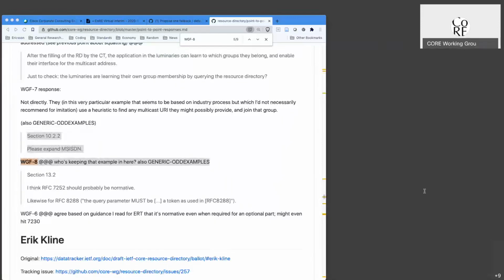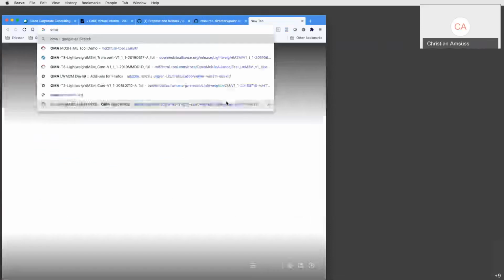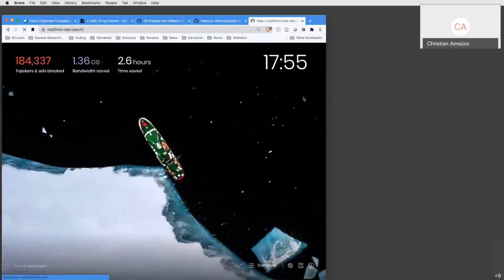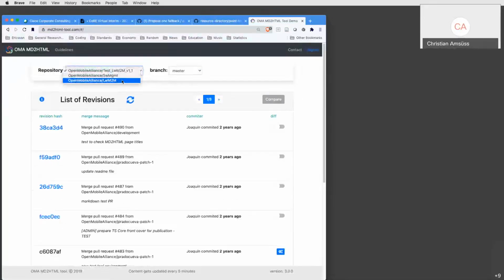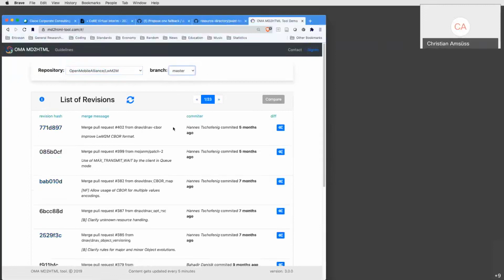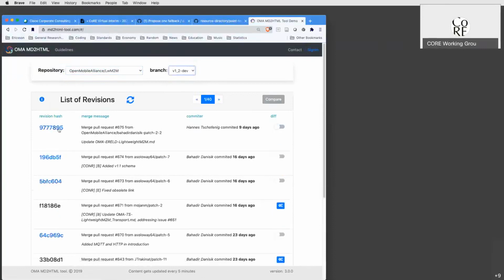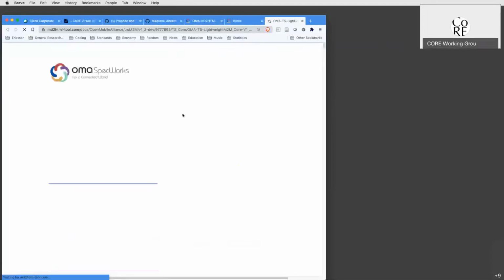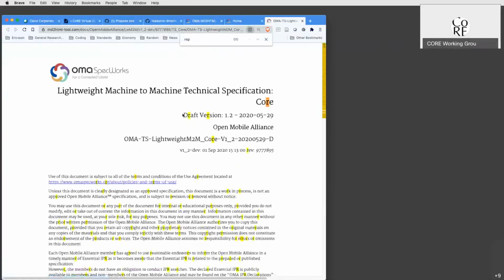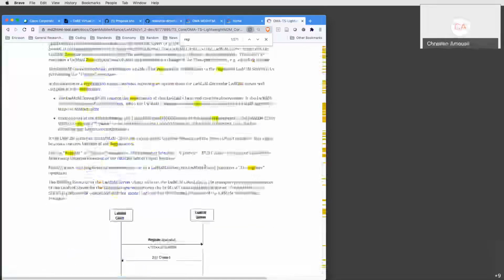Where is the actual example? I suppose the best part, the relevant part, is 10.2. Lightweight M2M defines the registration interface. The registration URI is specified as /rd. Oh, I'm sharing the screen. Well, that's even better. So here you go. This is where you have the latest version of the OMA spec and the registration interface. And this is the example.